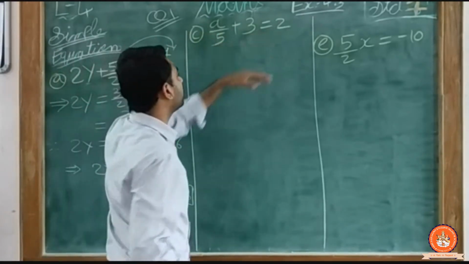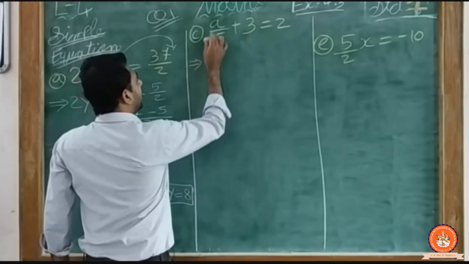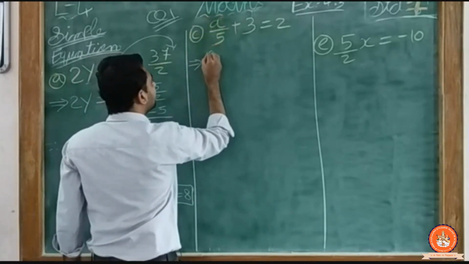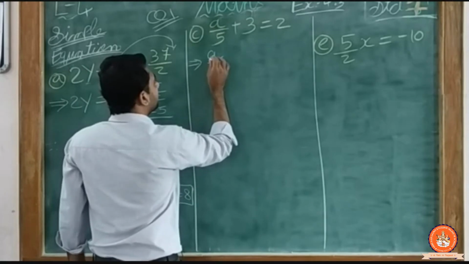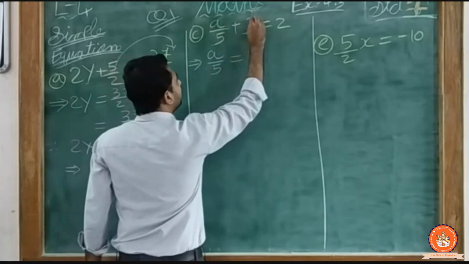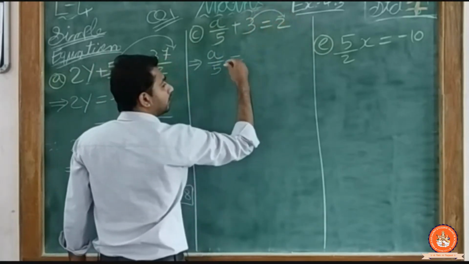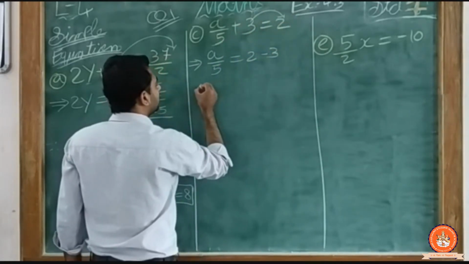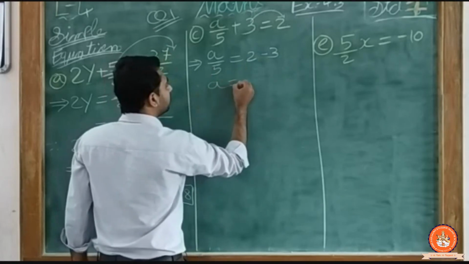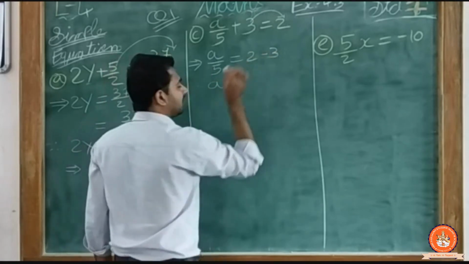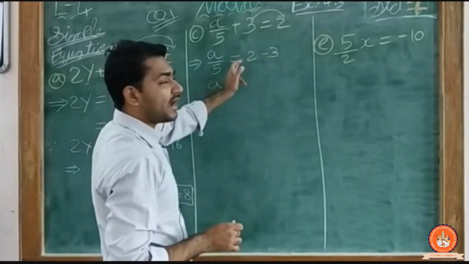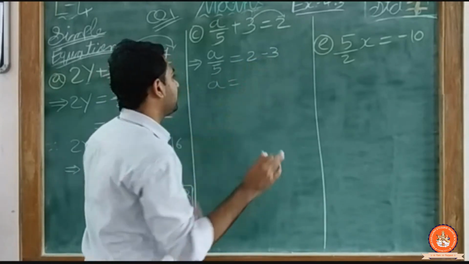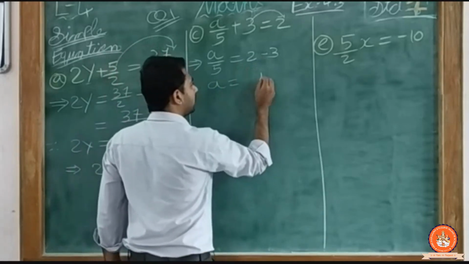a by 5 plus 3 is equal to 2. So I have to find the variable a, so I will keep it as it is over here only. A by 5 is equal to, the 3 will go to the left side, sorry, to the right side, that means it will become minus 3. Therefore a by 5 is equal to 2 minus 3. So here there is nothing behind the 2, that means there is a plus sign. So plus and minus, that means 3 minus 2, that means 1.